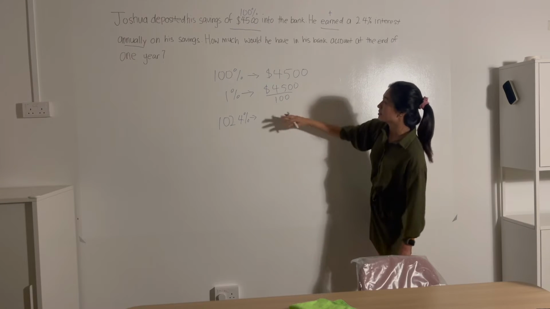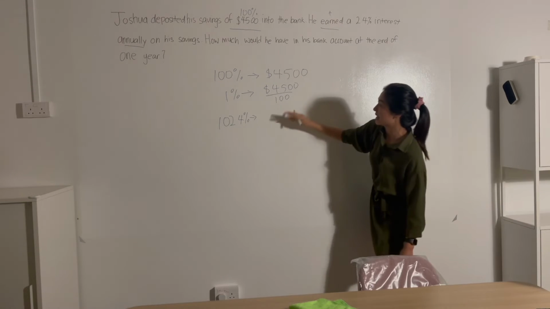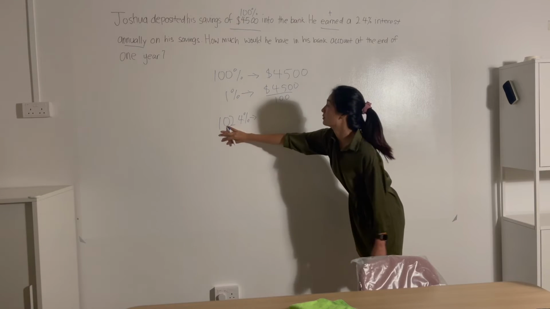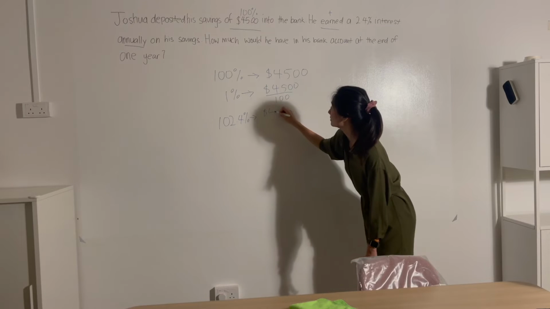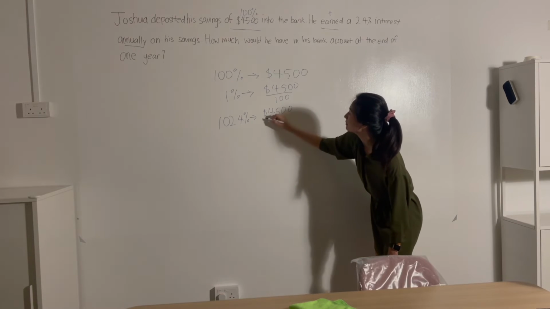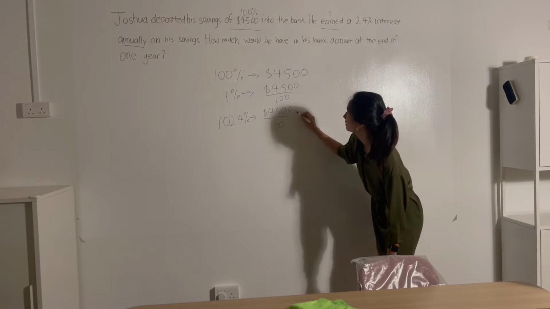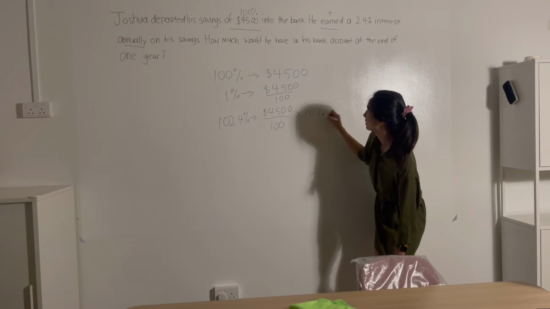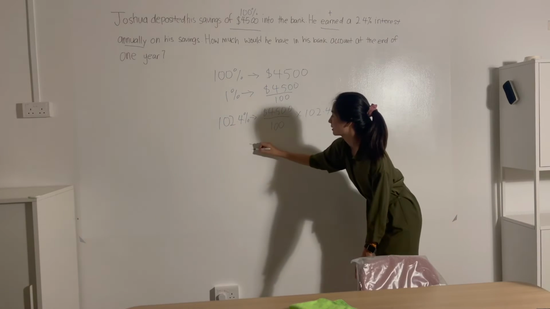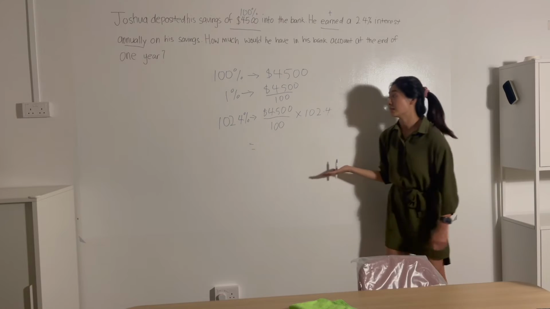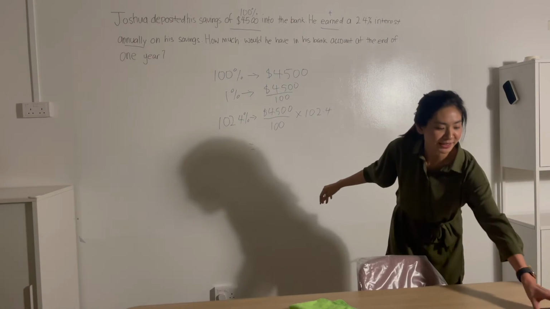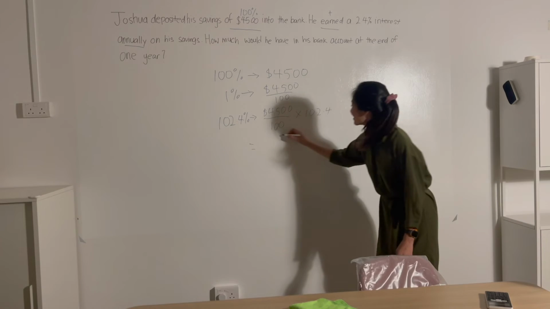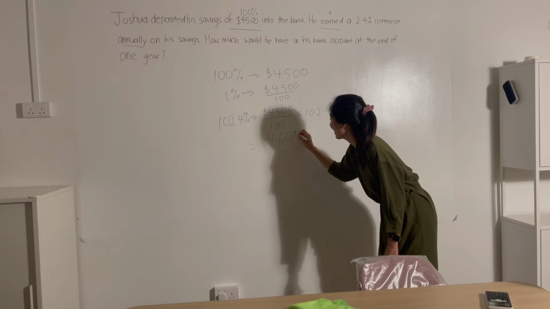For this part, I will just use whatever is in 1% and multiply by my left hand side, which is 102.4%. Let me just write it down. You can just go ahead and press your calculator here, or you can do a simplification. You will get your final answer as $4,608.